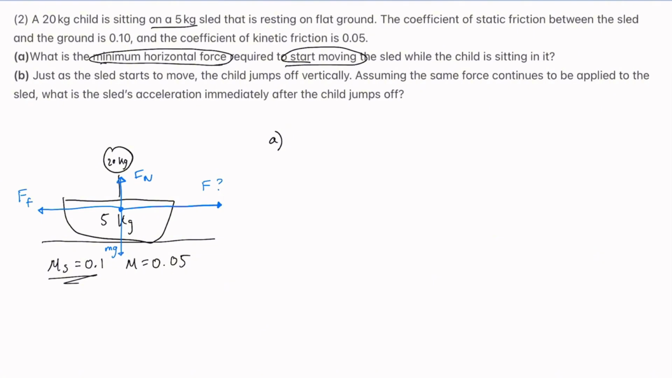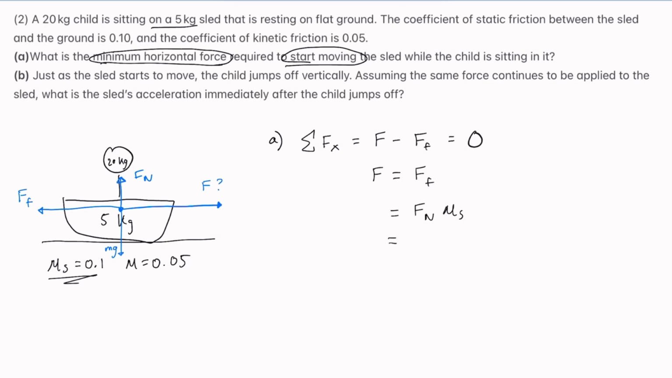Let's write our sum of the forces. Sum of the forces in the x direction equals some force F minus the opposing force of friction. And if we want to know the minimum horizontal force required to start moving it, we'll set this equal to 0. Adding Ff to the other side, we get the force is equal to the force of friction, which is also equal to Fn mu s.